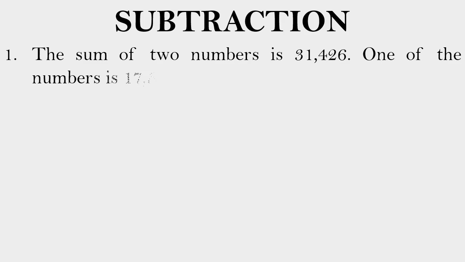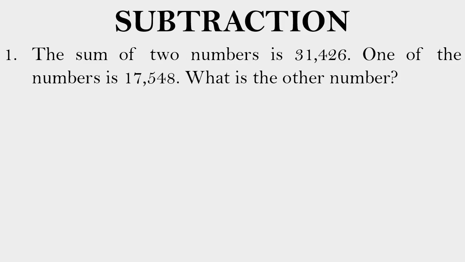The sum of two numbers is 31,426. That means the total is given now. 31,426 is the total. Now, of the two numbers, one of the numbers is 17,548. How do we know which is the other number? Like I told you just now, write the bigger number on top and the smaller number below it. So let's try and solve this sum now.